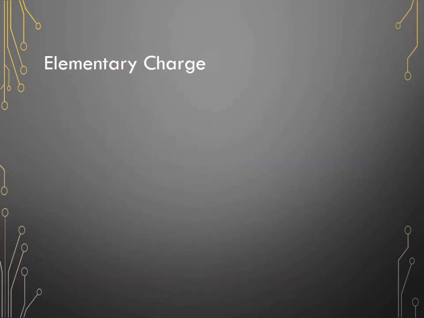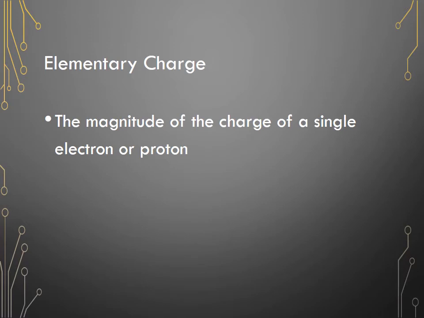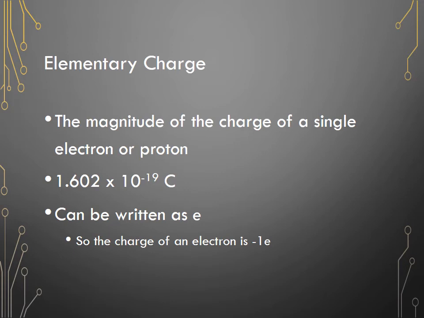This brings us to the elementary charge, which is the magnitude of the charge of a single electron or a single proton. The value is 1.602 times 10 to the negative 19th. See? Hold on, we'll get there. It can also just be written as a lowercase e, not to be confused with the fundamental constant 2.7 whatever. Okay, so I can write the charge of an electron as negative 1 e. It has negative 1 times the elementary charge.